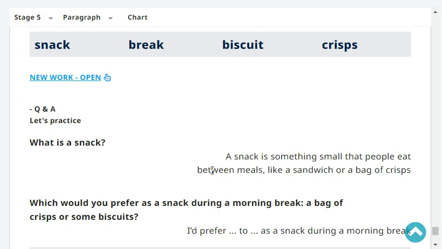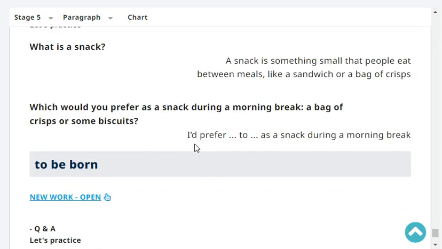Greg, which would you prefer as a snack during a morning break? A bag of crisps or some biscuits? I prefer some biscuits as a snack during a morning break. Very good.